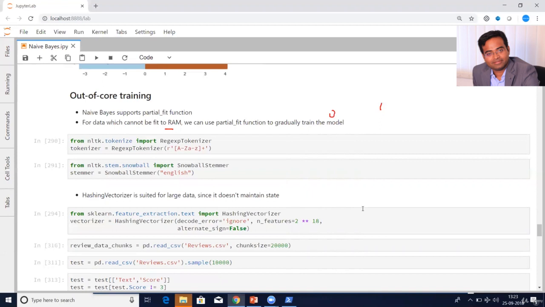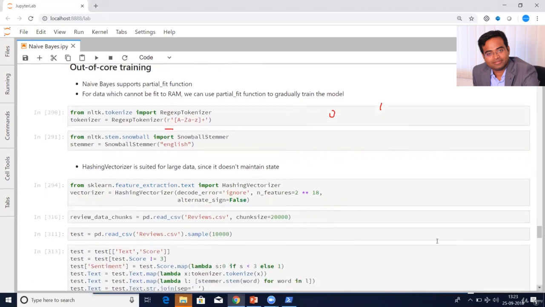Okay, so the first thing that we do is we are creating the tokenizer and the stemmer, right? We are creating an instance of tokenizer and stemmer. Count vectorizer or TF-IDF won't work in this out of core training model because they need to maintain the state. So you need something which does not maintain state, like whatever data you give, it will transform it into a lesser dimension, or for text data, it will convert that into numbers, without maintaining a state. So hashing vectorizer is one such technique. It does not maintain state, so it's suited for higher dimension data. So the same data again that we are using.